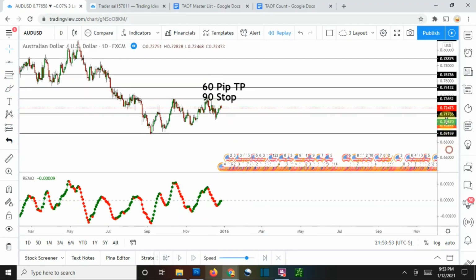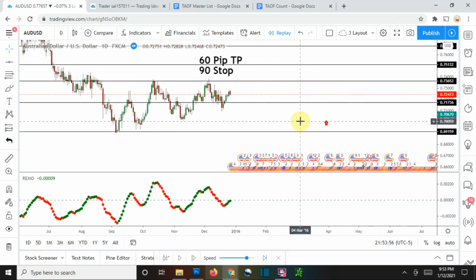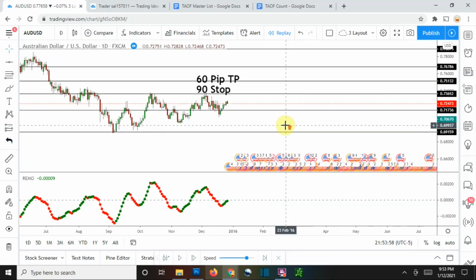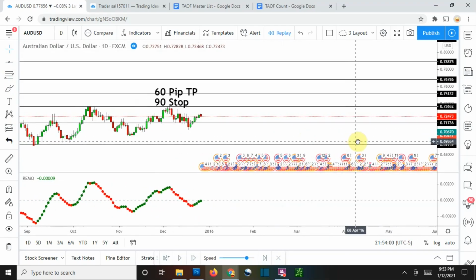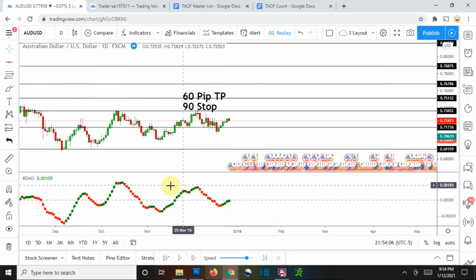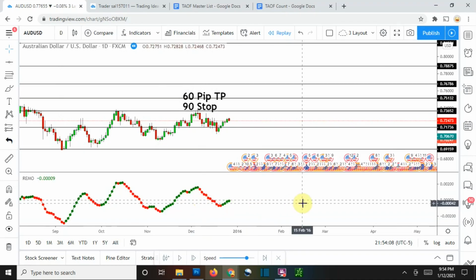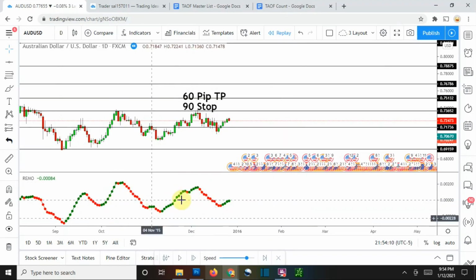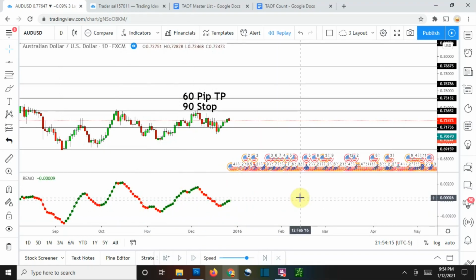And yeah, we'll use the support and resistance lines just to keep an eye on what is happening with price action, what is happening with support and resistance.